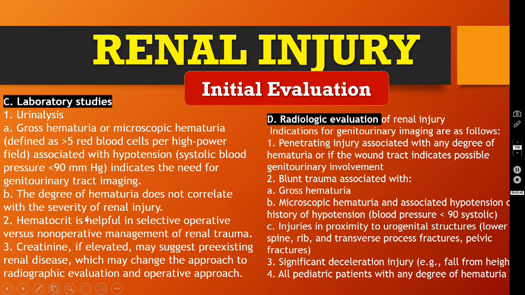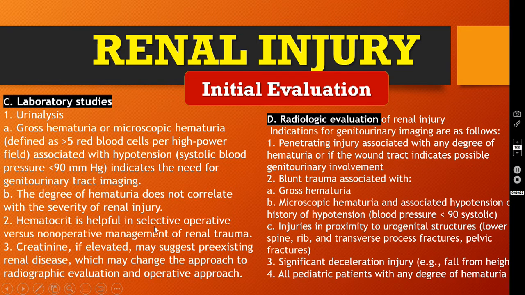So then you must do some lab tests also, especially the urine analysis. Gross hematuria or microscopic hematuria, that is defined as more than 5 red blood cells per high power field, if associated with hypotension, that is, systolic blood pressure less than 90, indicates the need for genitourinary tract imaging. The degree of hematuria does not correlate with the severity of the renal injury.